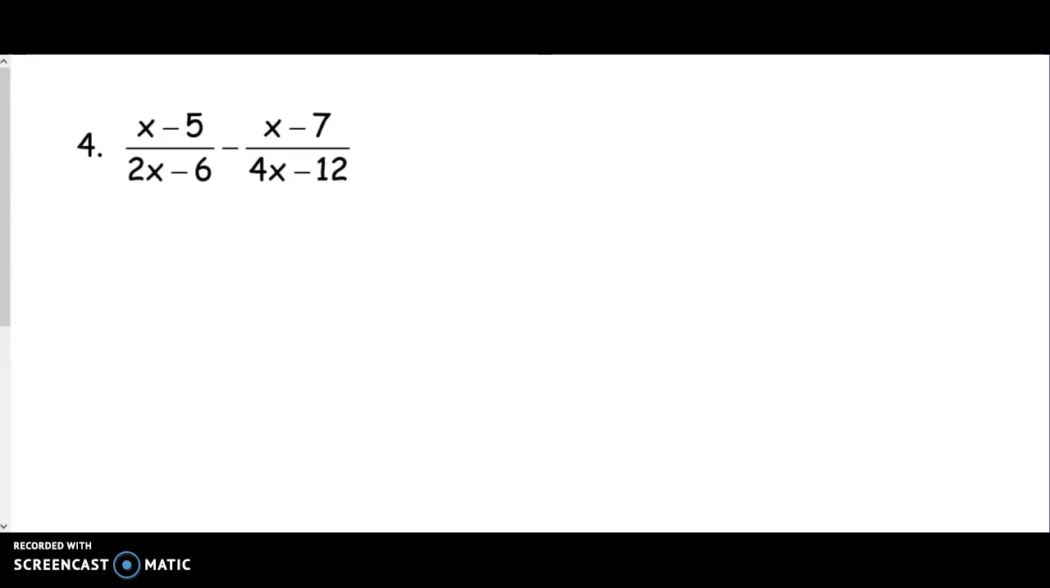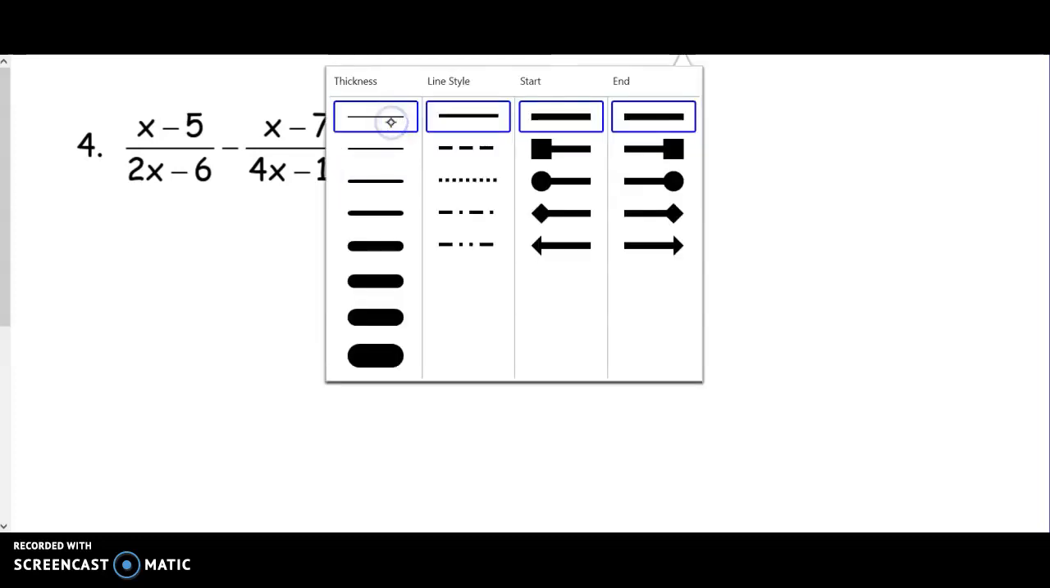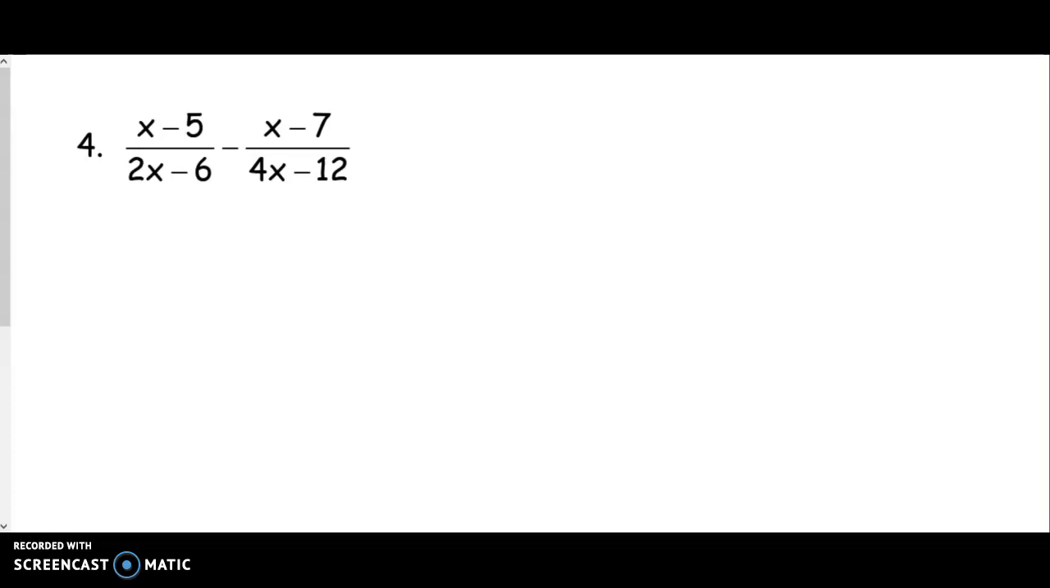Okay, number 4. So number 4, we can do this two ways. We can multiply these out, multiply those, then reduce and factor at the end. That will not result in the lowest common denominator, so I'll do that method second. Let's find the lowest common denominator initially.